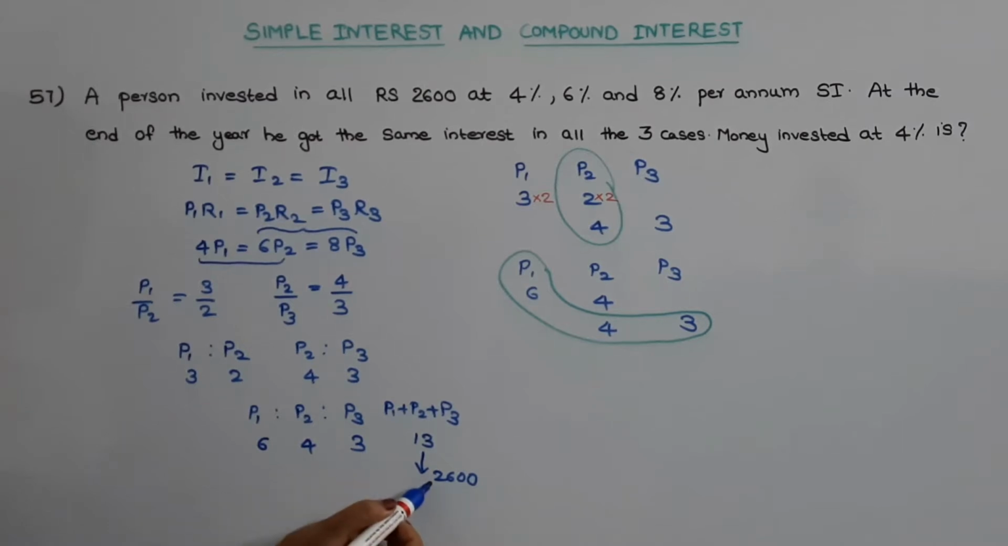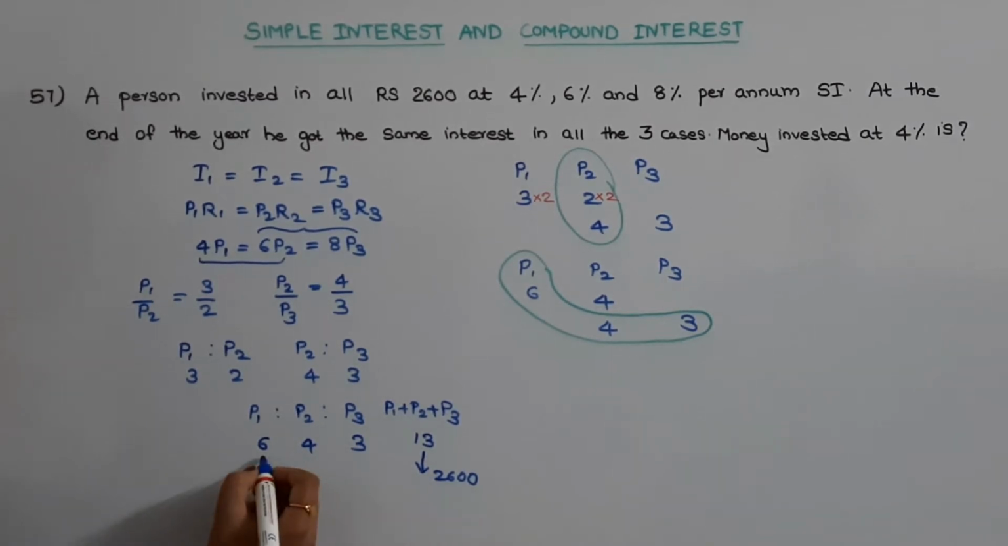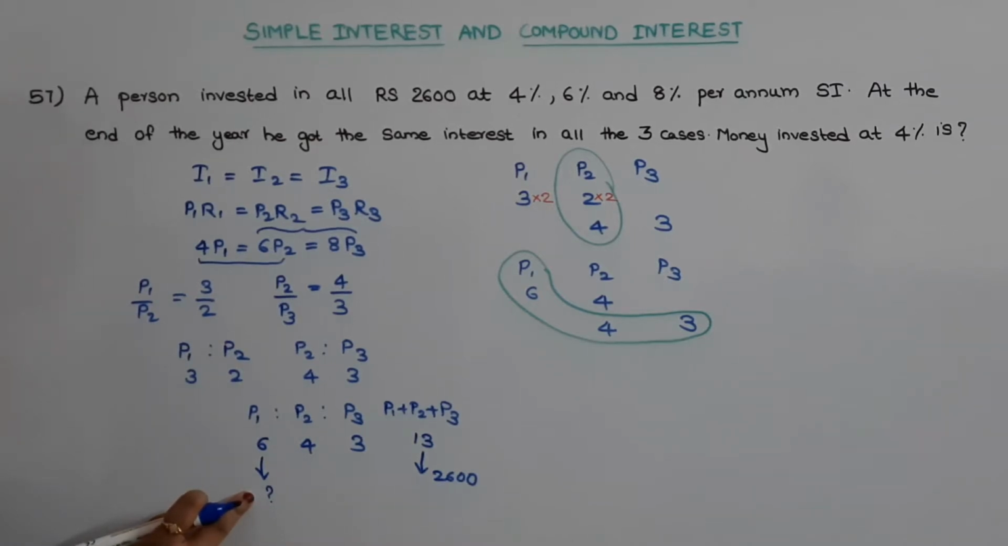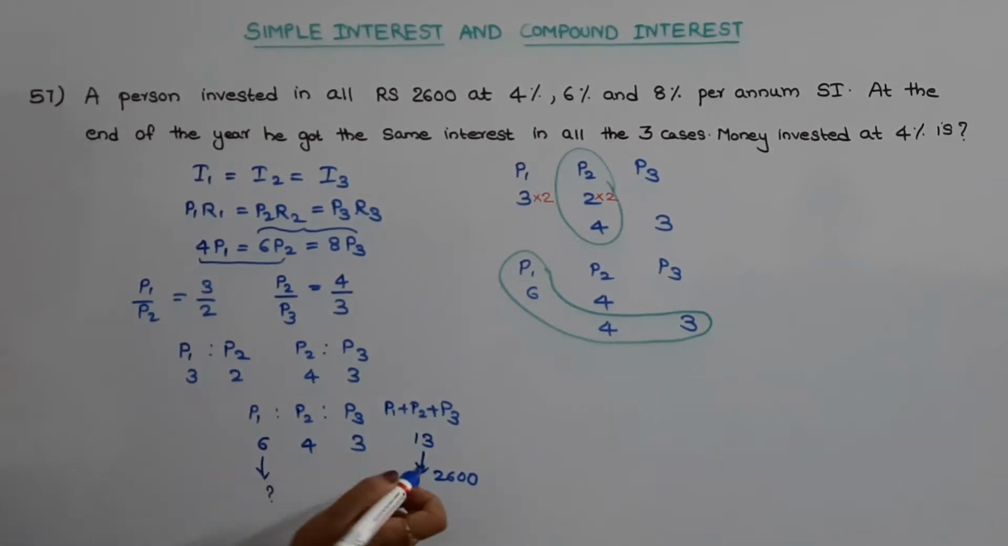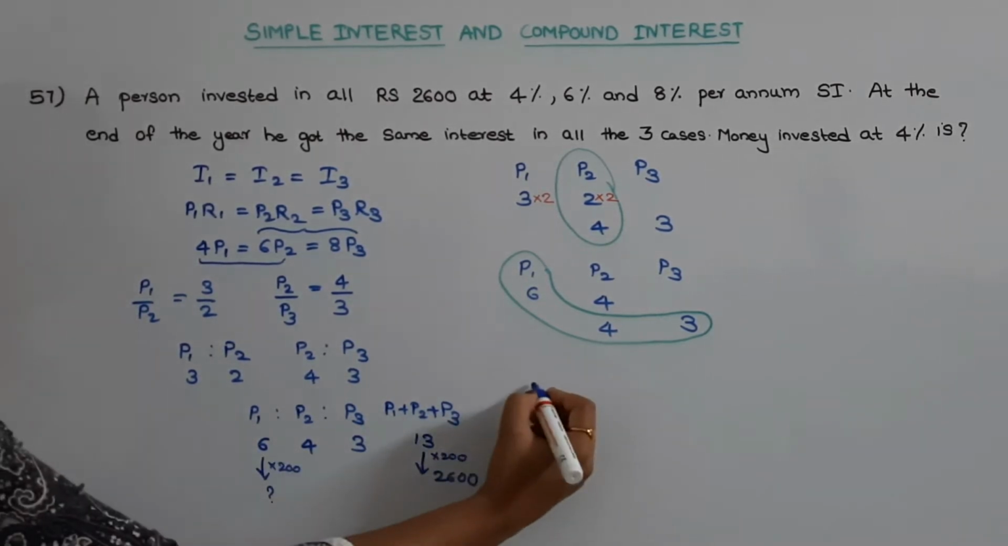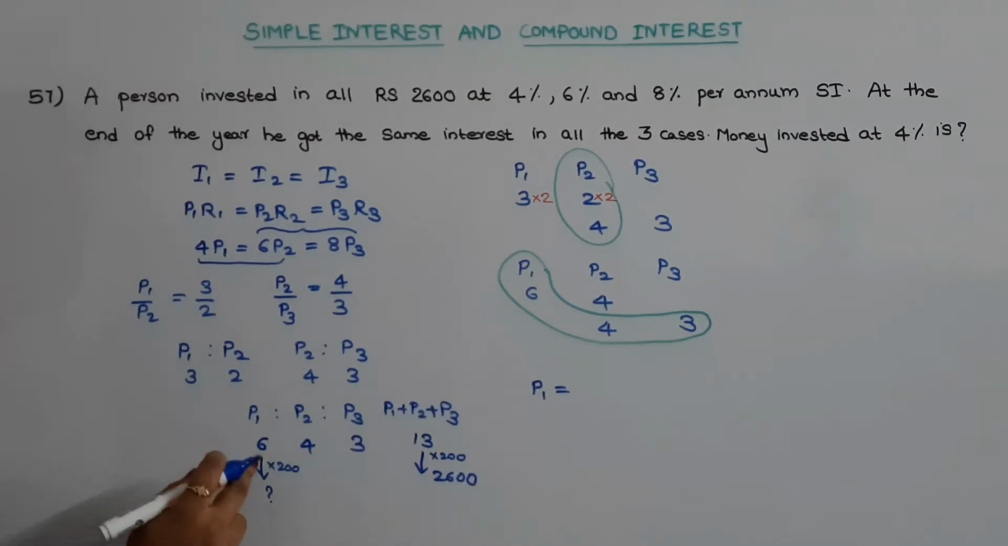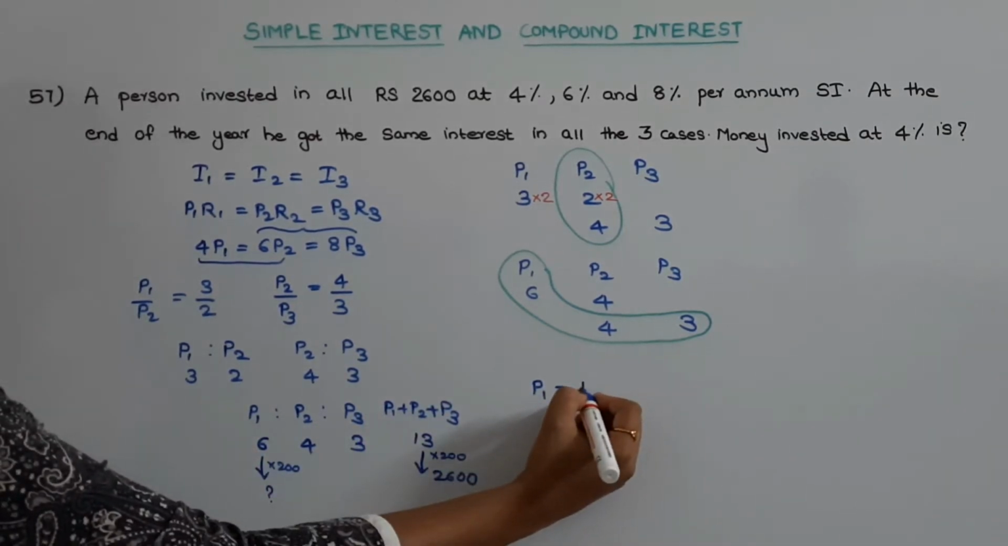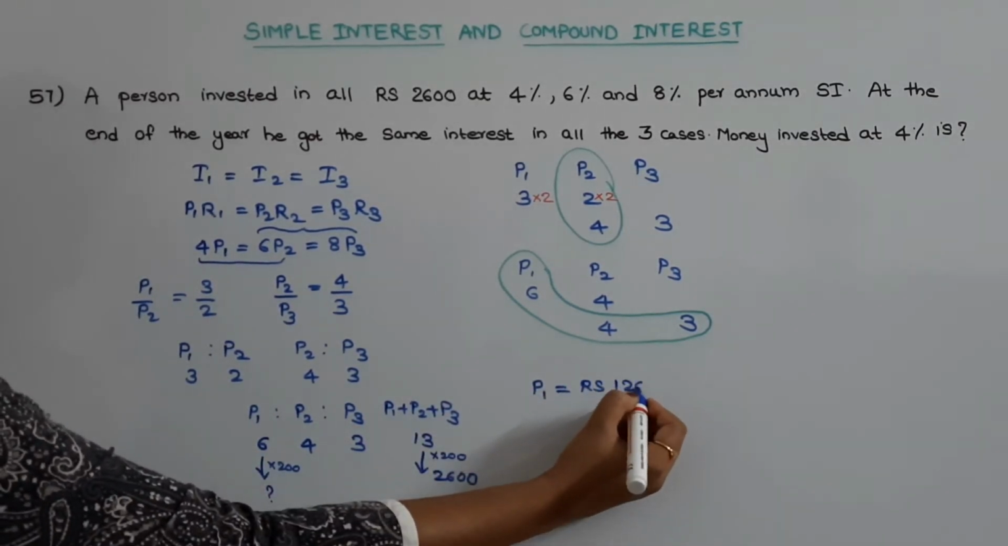So if 13 can be represented as 2600, how can we write this 6? On finding this value, we will get the value of the principal in the first case. See here, this 13 when multiplied by 200 gives 2600. So if you multiply this 6 also by 200, you will get this value. So P1 will be equal to 6 into 200, that is rupees 1200.